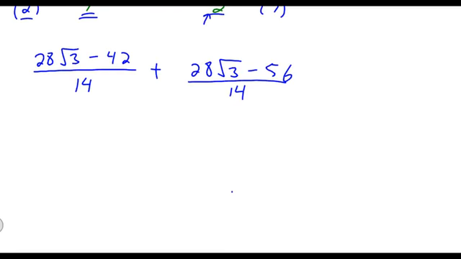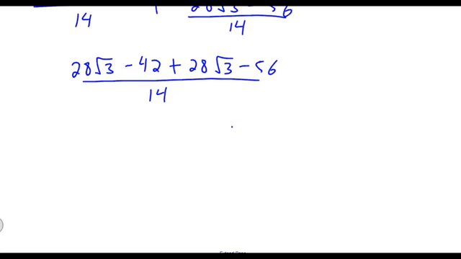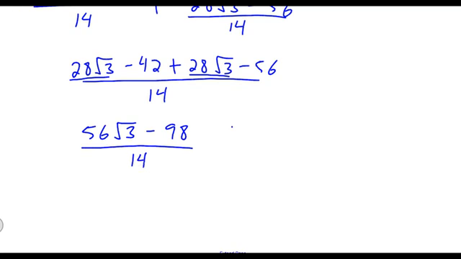Okay, so if we did this, then we can just add the tops now. This whole thing is going to be over 14, and the top will just be 28 root 3 minus 42 plus 28 root 3 minus 56. All right, so if we collect our like terms on the top, 28 root 3, 28 root 3, this ends up being 56 root 3, and then minus 98, all over 14. And that is right, we've kind of done it.